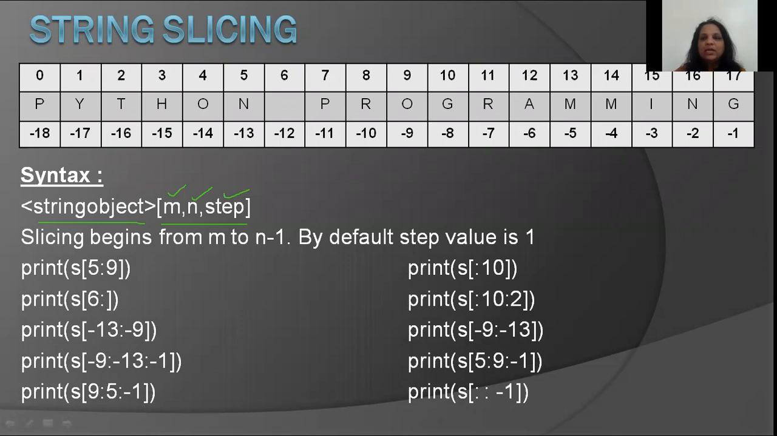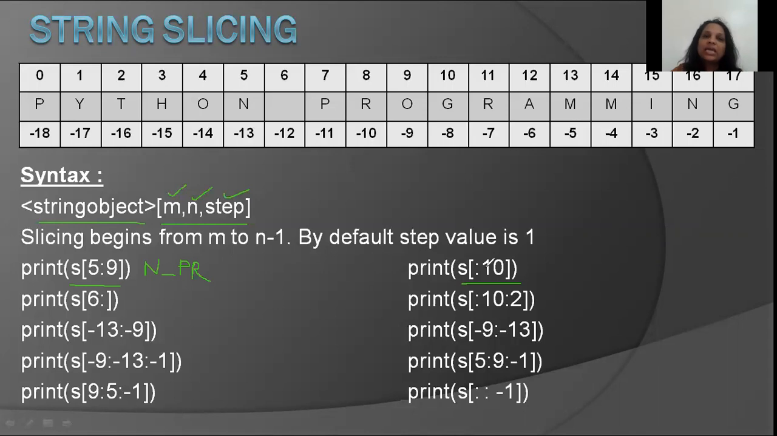Now let's understand the first one. It says 5:9. So start at 5. What is at 5? N. And where do you go? Up to 9? No, it's n minus 1. So up to 8. So what's your answer here going to be? N, a space, I'm just showing a dash, a P, and a R. Clear? And step value was 1. So you did not miss out any alphabet or any character. You went in order.